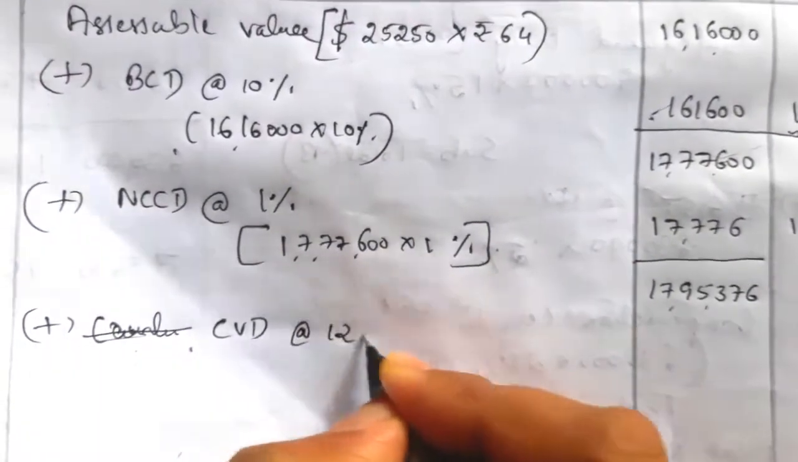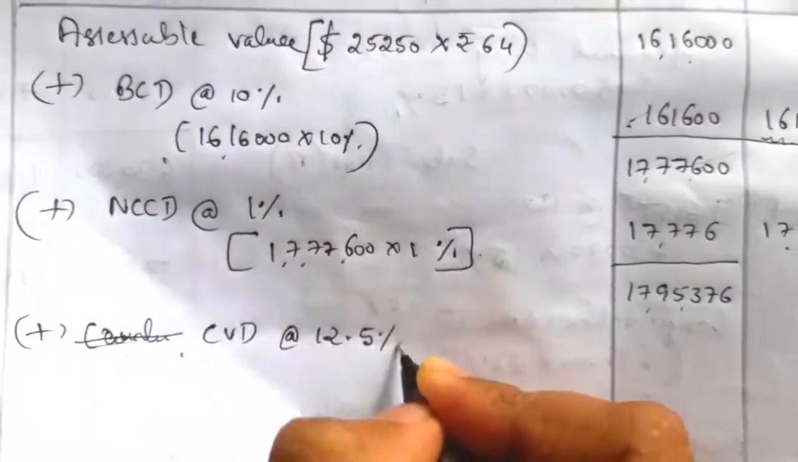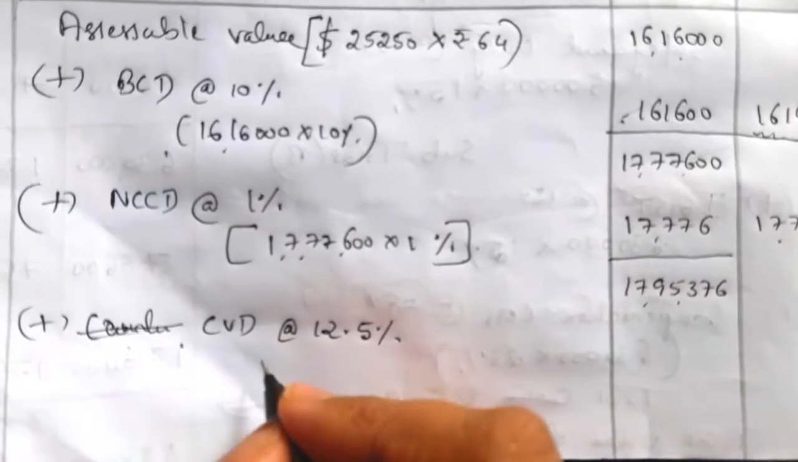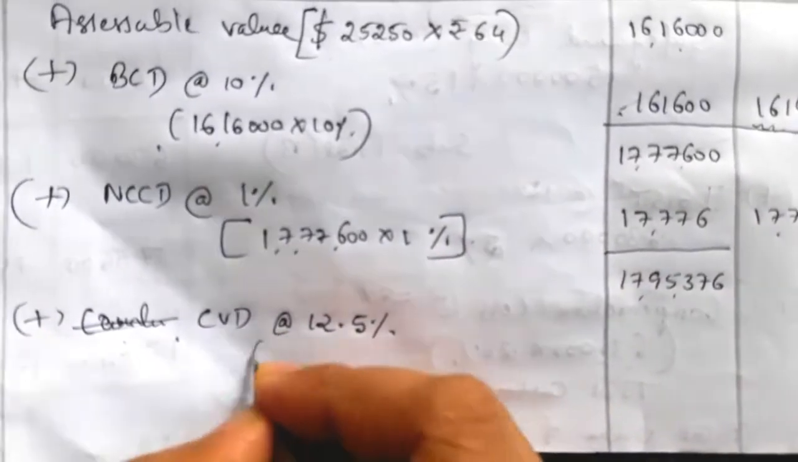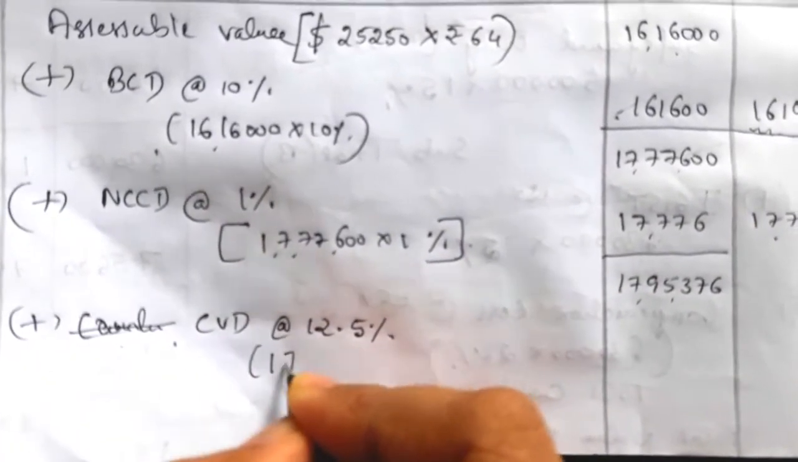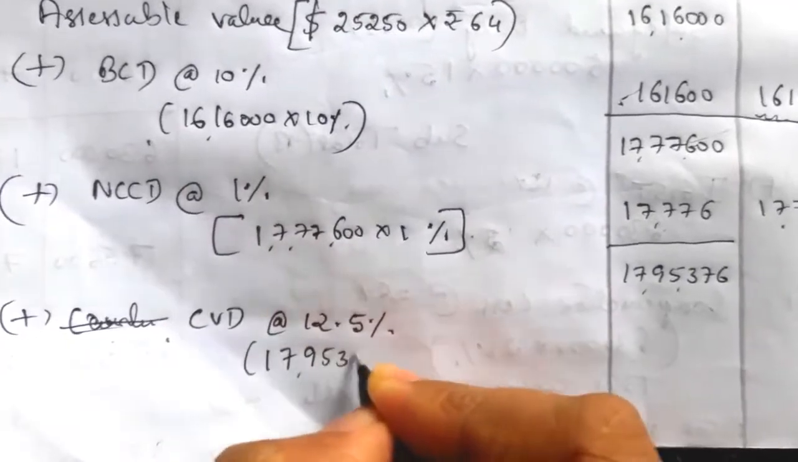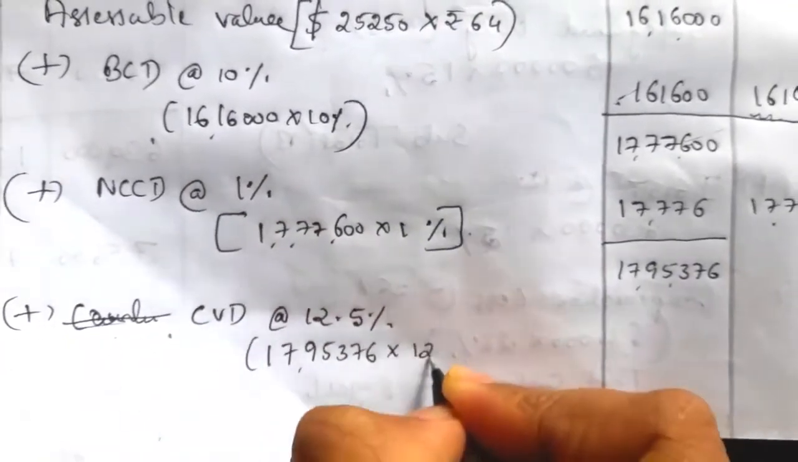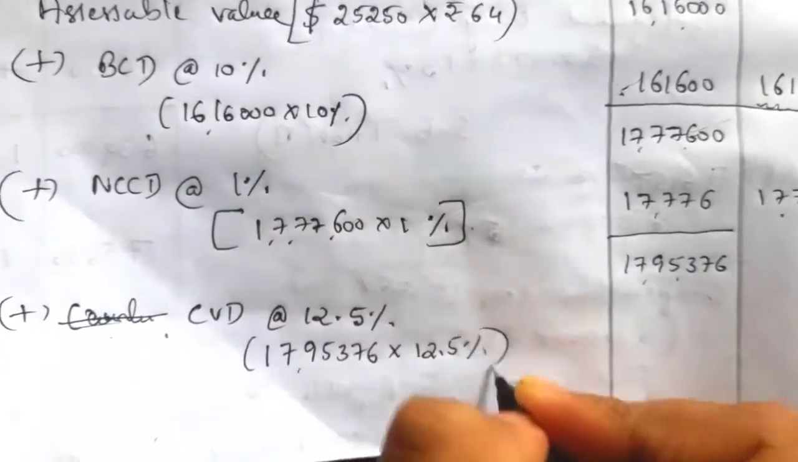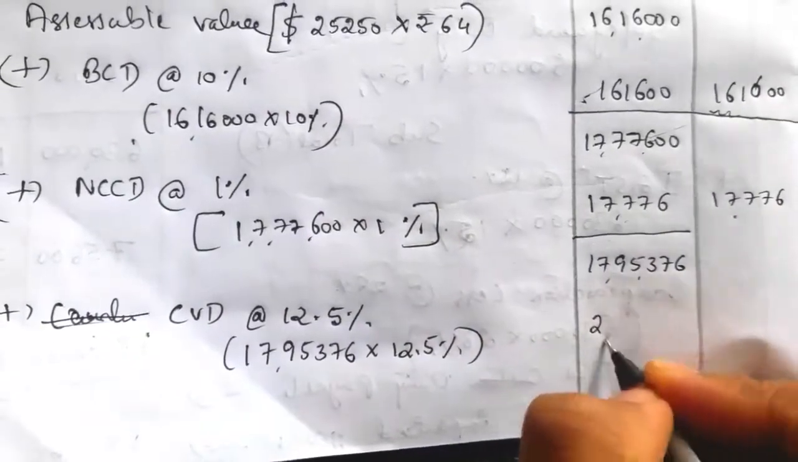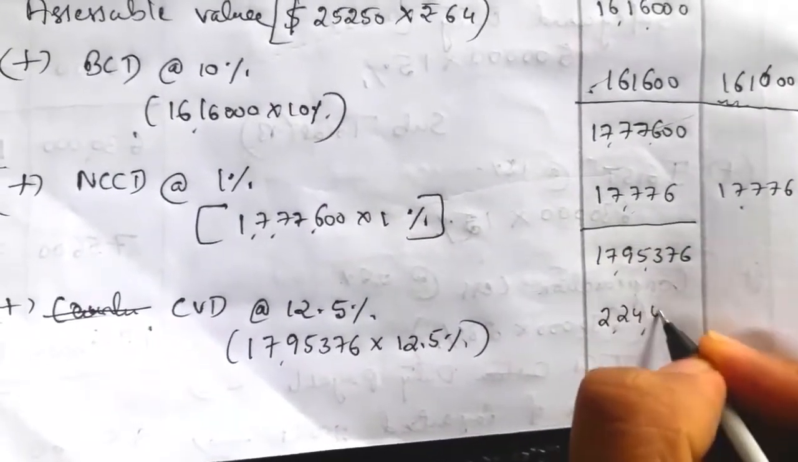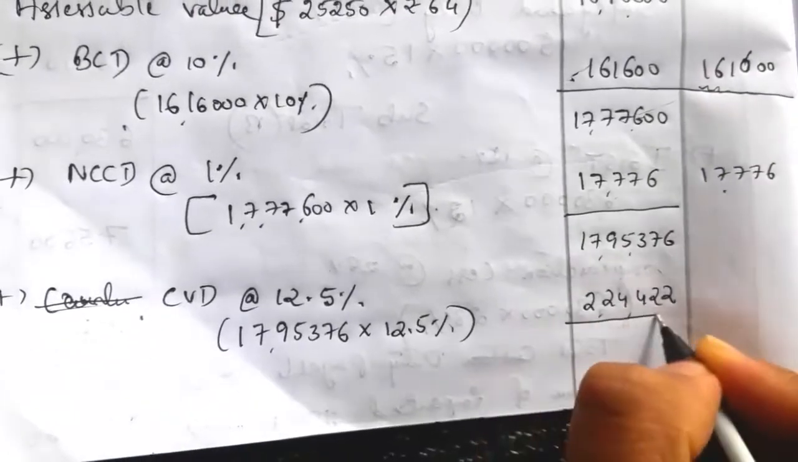CVD at 12.5%. So that is calculated on 17,95,376 into 12.5%. So that is equal to 2,24,422. So now total this.